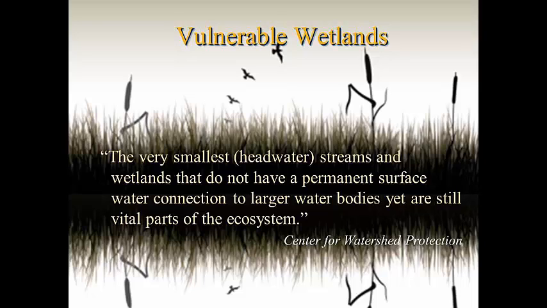An article published by the Center for Watershed Protection defines vulnerable wetlands as the smallest streams and wetlands that do not have a permanent surface water connection to a larger water body, yet are still vital parts of the ecosystem. While all wetland types are vulnerable to changes in hydrology and water quality, the vulnerable wetlands defined for this project are considered to be sensitive in that they respond quickly to small changes in hydrology and diminished water quality, and as such are easily lost and degraded to pollutants delivered with stormwater discharges.